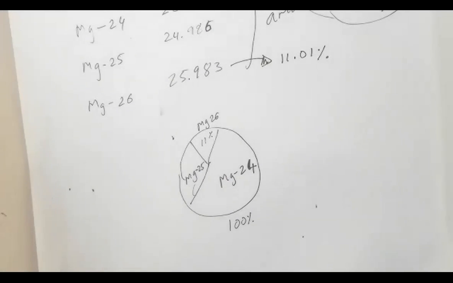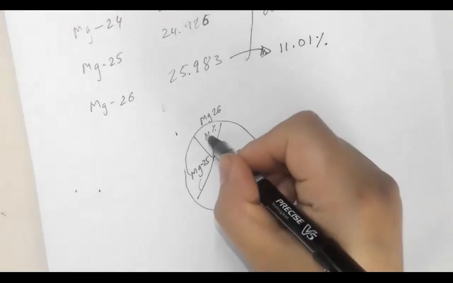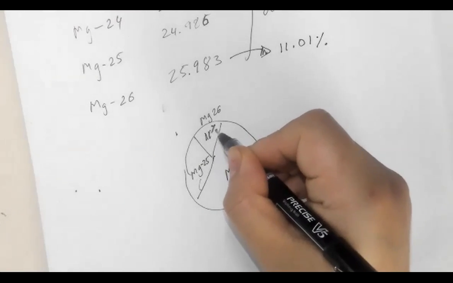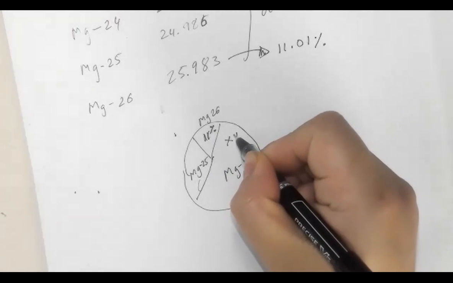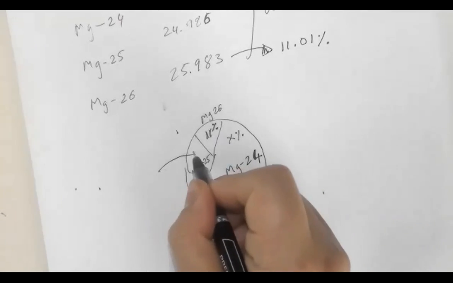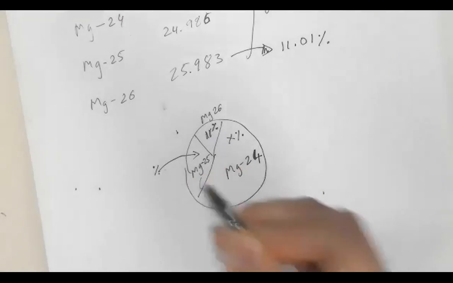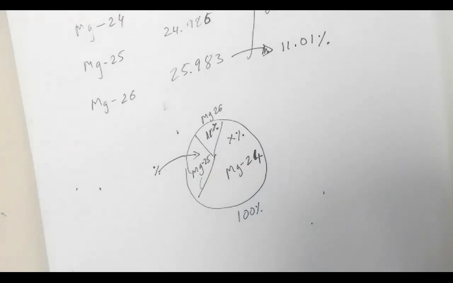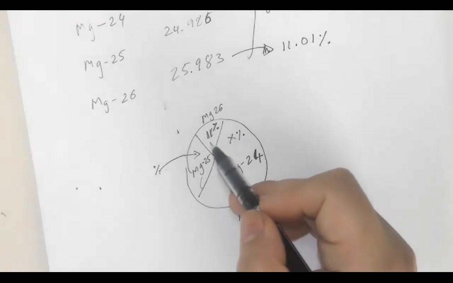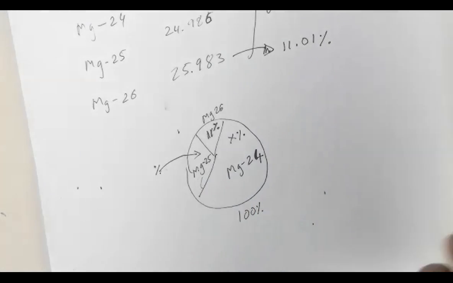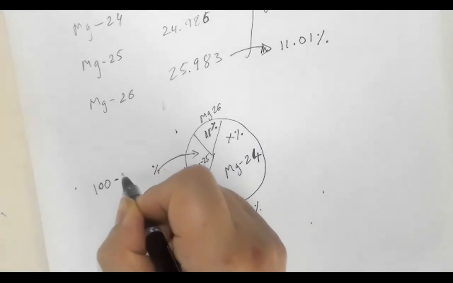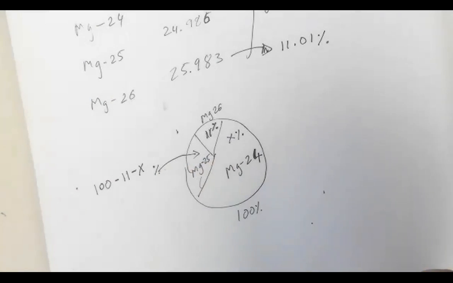So far, so good? Any questions so far about why I do this? Now, the thing is you don't know the percentage of each one. You do know that this is 11%, and I'm going to call one of them X. So this is going to be X%. What do you think this percent is going to be? Well, you can use 11% and X out of 100. Then you would say 100 minus 11 minus X, right?